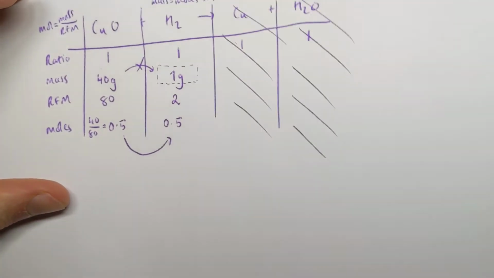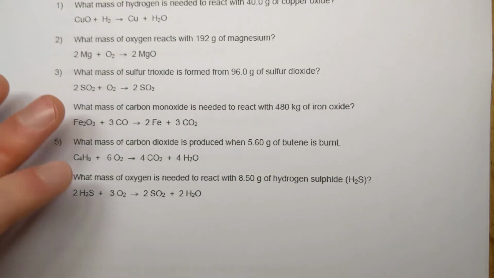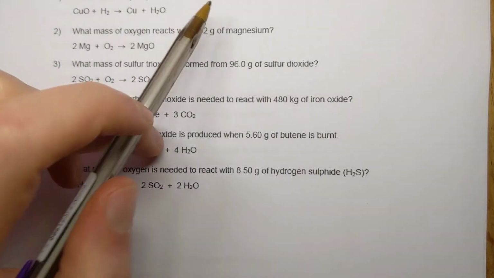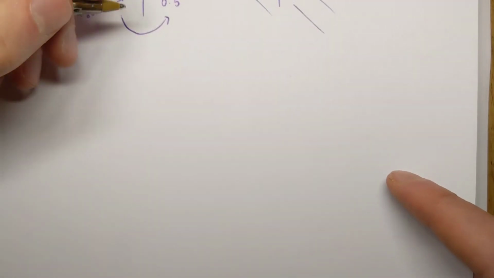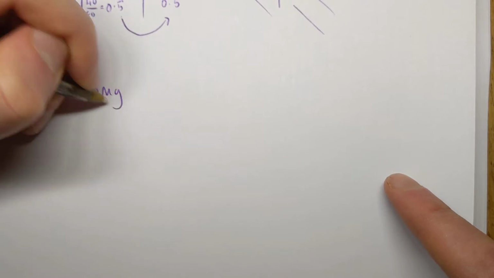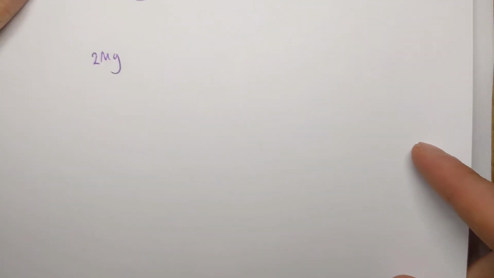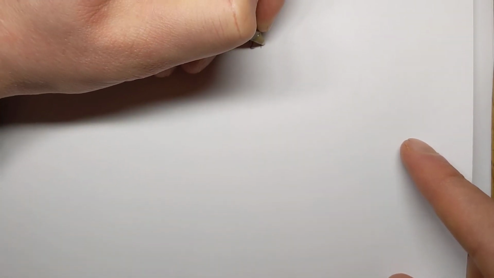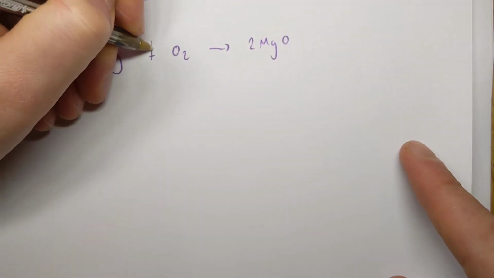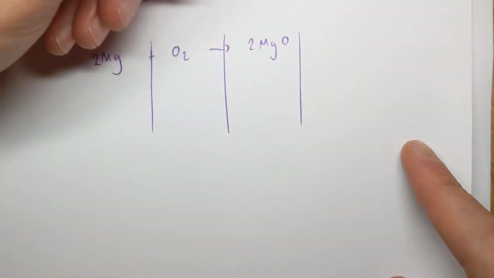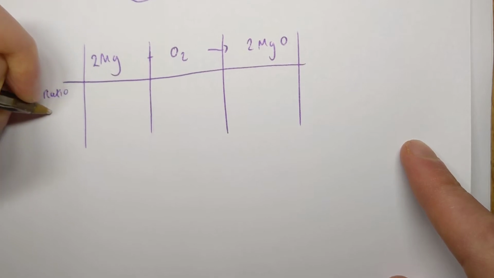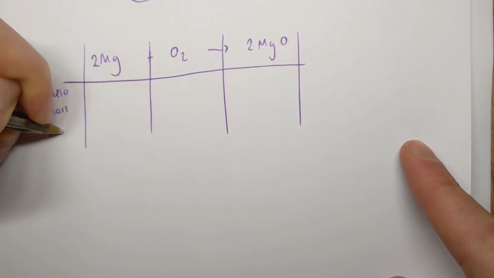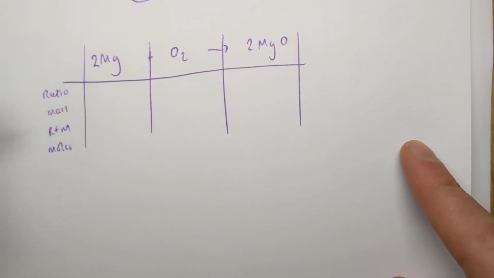So this next one says, what mass of oxygen reacts with 192 grams of magnesium? So again, it gives me an equation. I'll write it out first and then turn it into a table. So 2 magnesiums reacts with an oxygen to make 2 magnesium oxides. Give everything its own column in the table and give ratio, mass, RFM and moles.